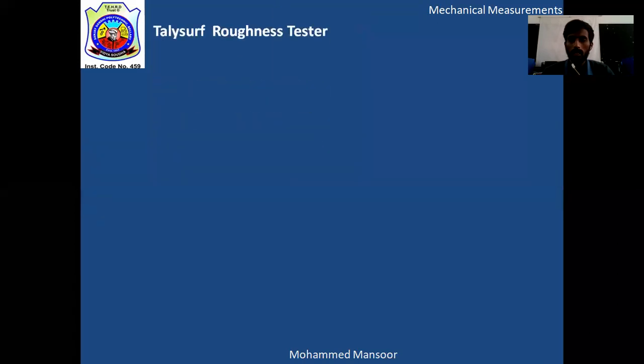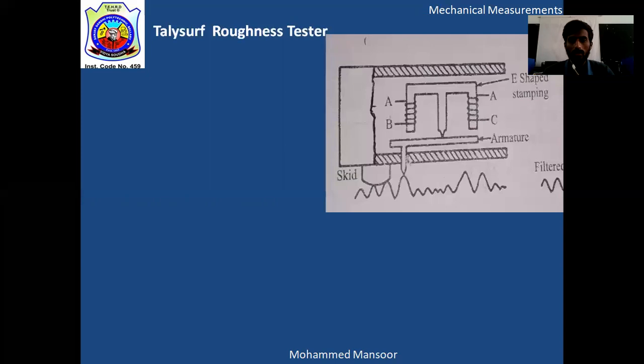Now let us learn surface roughness testing. For surface roughness testing, we utilize the TaliSurf roughness tester. This is how the TaliSurf roughness tester looks.